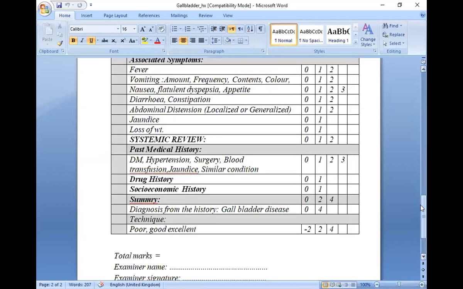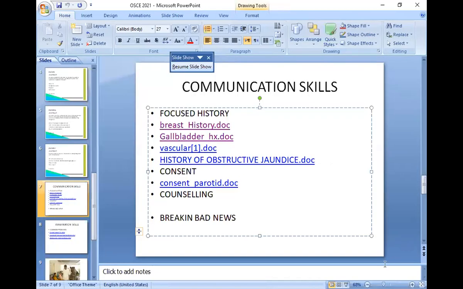Okay, any questions? So this is another example of history taking. Another example, also of a different kind. This appeared in the exam. Actually, here it was a mock exam. It was not a real exam.